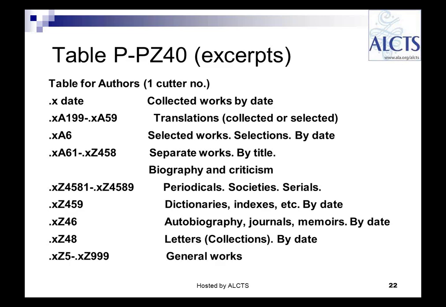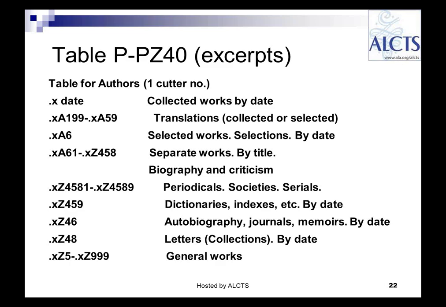Note that in this table, the accommodation for translations, second cutter A199 through A59, does not apply to translations of separate works. It's only applied to collected or selected translations of collected or selected editions of the author's works. So it's not something you'd use for a particular translation of a particular title.